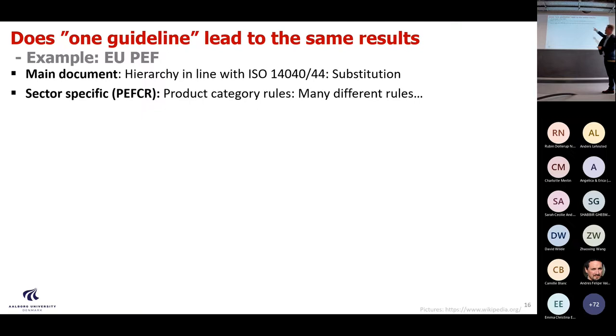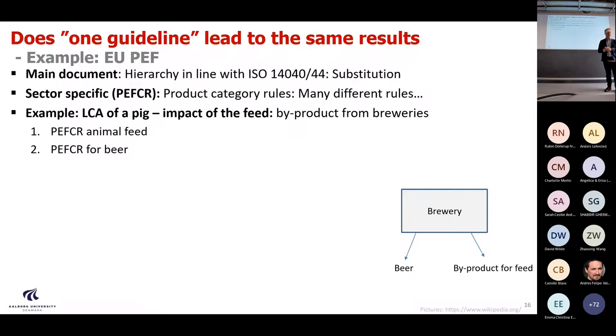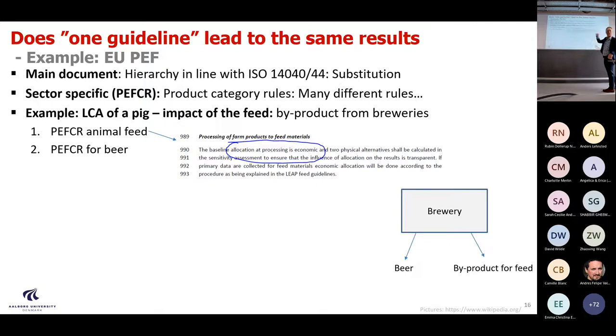So now I want to look into a pig. That's what I've spent some time on for the last couple of years. This pig here, we need feed. So I want to know what is the impact of feed. In some countries, they use a lot of byproducts for pig feed, especially in Sweden. So that's where I've been doing some LCAs of pigs. I did a very, very thorough study of pigs in Sweden, and they were eating all this byproduct feed here. I was using this PEF-CR, that is the sector guidance for animal feed, and it showed that I should use economic allocation. That's a screen dump from the guideline.